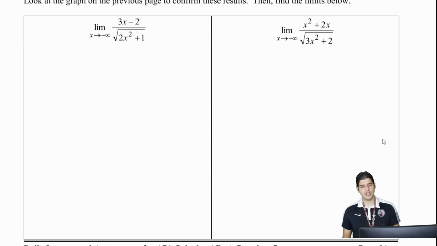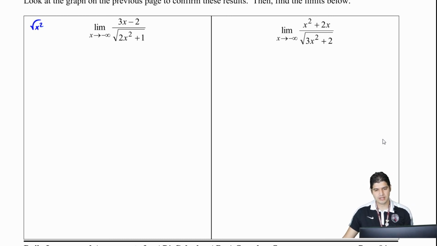So now I want to use this practice 2 more times just to get us some extra practice here. So I'm approaching negative infinity in both of these problems. So keep that in mind. So the square root of x squared comes out to be negative x since x is less than 0. So let's do this the same way.